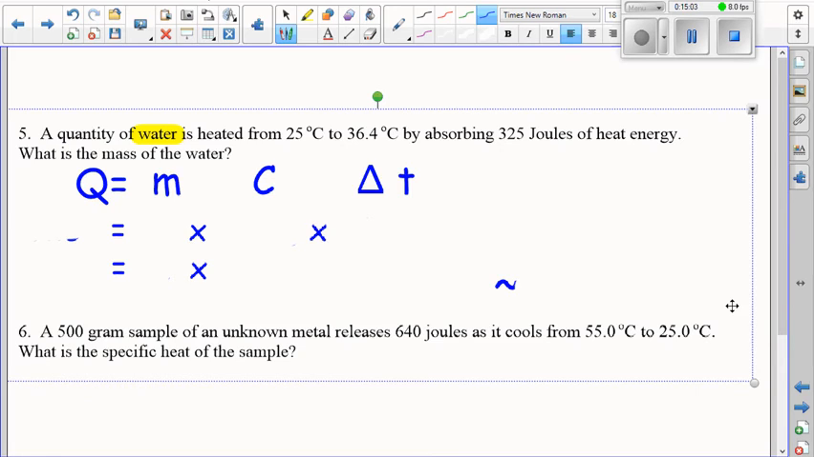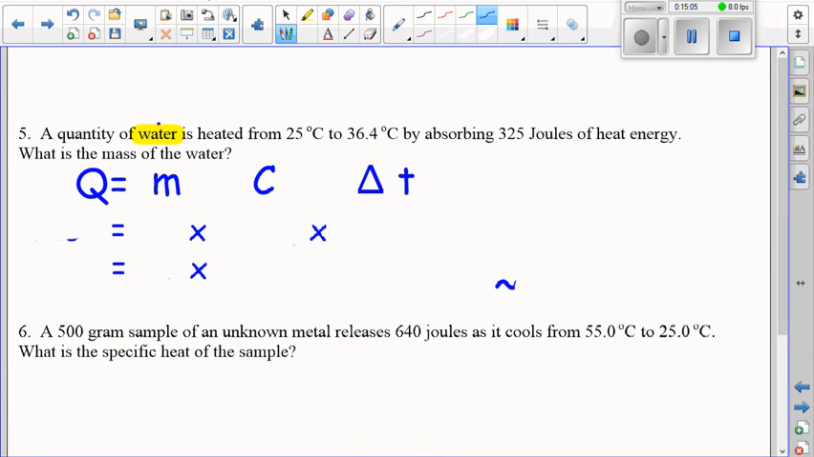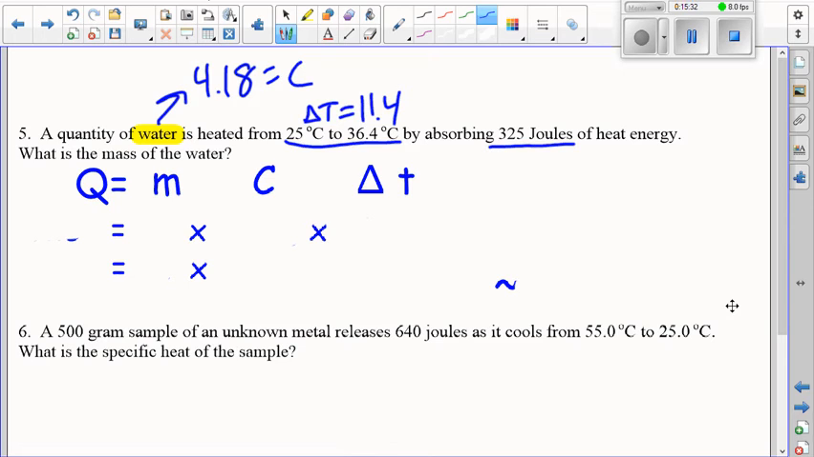Okay, well, first of all, if it's water, what is that? What number do I know right away if it's water? 4.18 equals your C. All right, so I got my temperatures. What do I need to do with these guys? Find the difference. What is the difference between 36.4 and 25? And then 325, what is that? Is that your mass or is that your Q? That's your Q. And you are in fact looking for mass as it says in the problem.